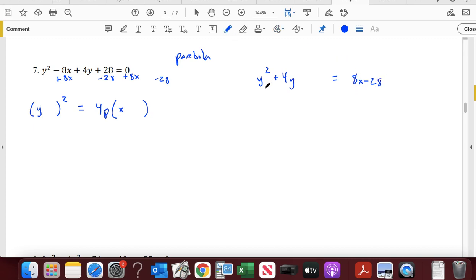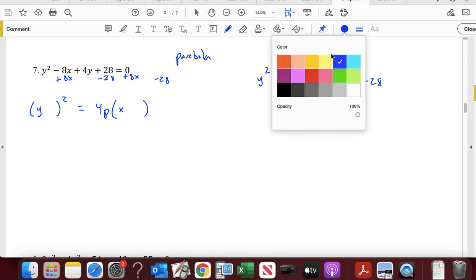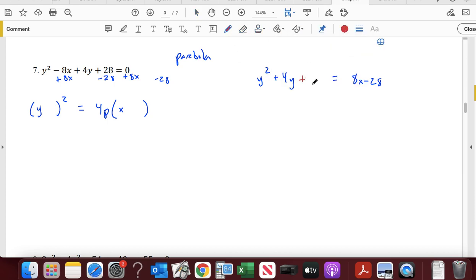Okay, and now in order to make this look like y something squared, I have to complete the square. So let's complete the square. We want to add something to each side to make this factor into y plus or minus something squared. And we know that 2 and 2 add to 4, and 2 times 2 is 4. So in order to make this factor into this nice perfect square, y plus 2 squared, that's got to be a 4. So if I add 4 to the left side, I also have to add 4 to the right. And now we can simplify this right side and get 8x minus 24.